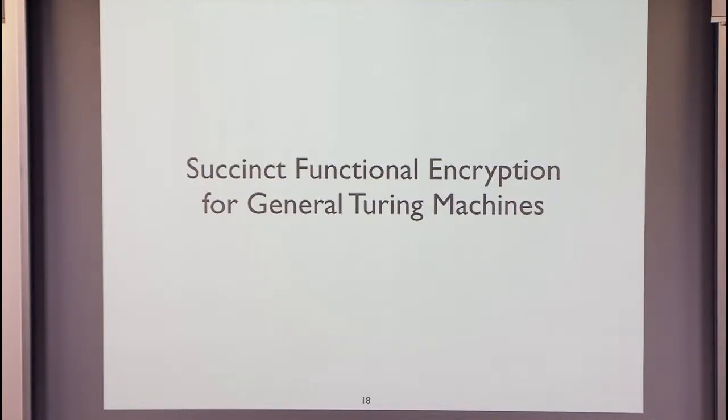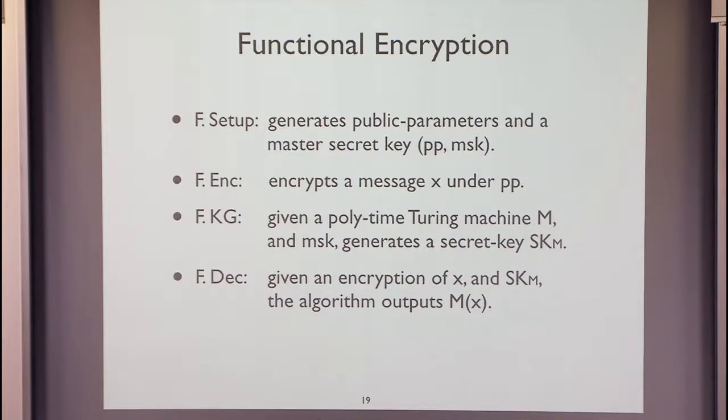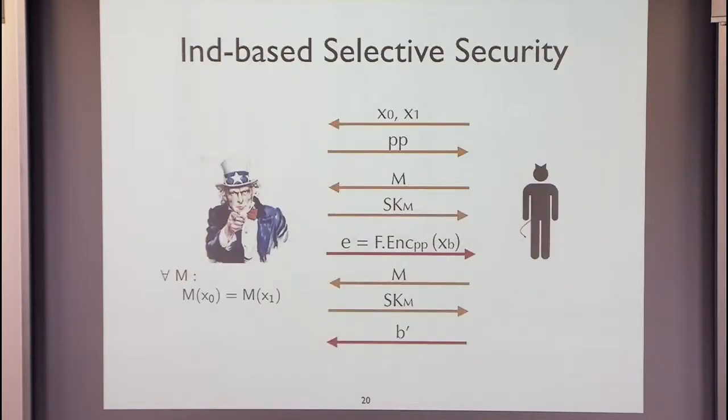So let me talk a little bit about the construction for Turing machines. And this is, again, just to give you a flavor of how the construction would go and how the proof might go. I will not go into too much detail, but just to give you a flavor of why public coin is still sufficient. Okay, so everybody knows what functional encryption is, so I'm not going to go into that. We are only going to work with selective security.